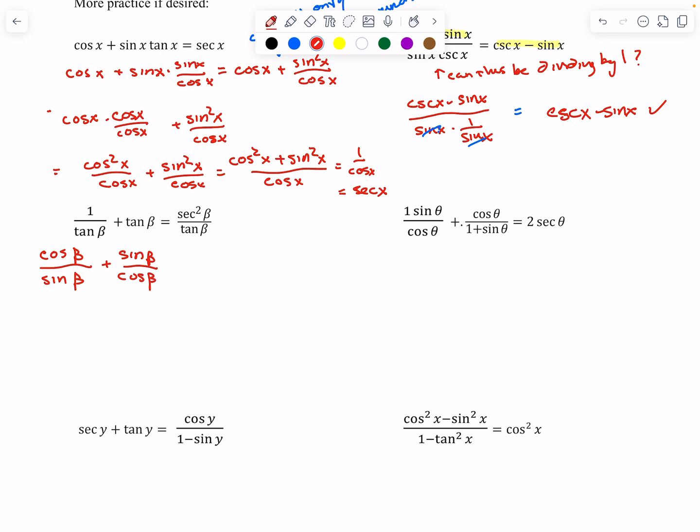Okay. It says mess with just one side, but I'm going to mess with both sides because they're both kind of icky. Secant squared is 1 over cosine squared. And dividing by tan is multiplying by cosine over sine.